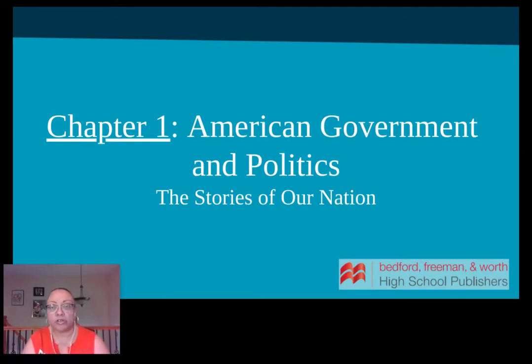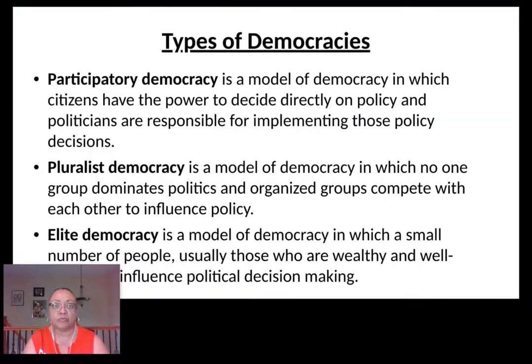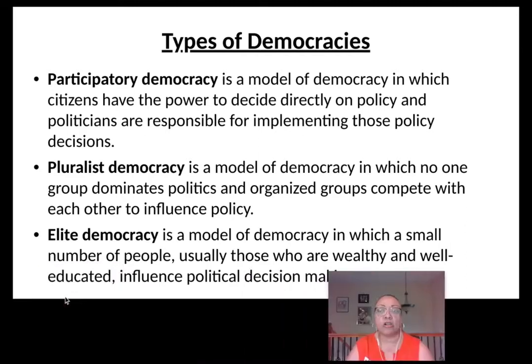Chapter 1, American Government and Politics, the Stories of Our Nation. So I've added some slides to the PowerPoint deck, and there are different types of democracies that the authors, Waples and Abernathy, are going to be covering in this chapter. We should be aware of this, and we should, as students, understand what these different types of democracies are.